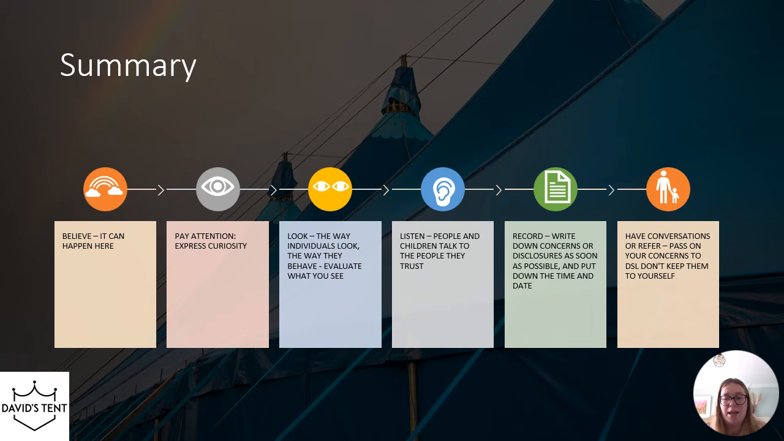Look at the way that maybe people are behaving, and that could be the children or the person in need of protection, and just have a look at how they're behaving and what you see. It might again give us another piece of that puzzle to the bigger picture. Listen, people and children talk to people that they trust. If somebody's sharing something with you, you're in a really privileged position. So listen up, and then if something has come up, record it, write it down, any concerns or disclosures as soon as possible, and put down the time and the date. And then have conversations or pass your concerns on to us as designated safeguarding leads and keep them to yourself, and we'll be there to support you through it.